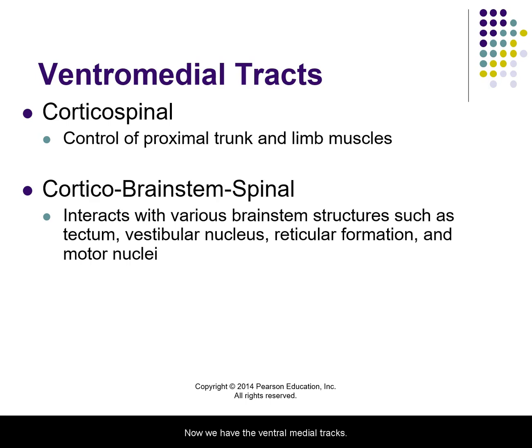Now we have the ventromedial tracts. Okay. You also have a corticospinal here, control of proximal trunk and limb muscles. And then you have a cortico-brainstem spinal. And this interacts with various brainstem structures such as the tectum, the vestibular nucleus, reticular formation, and motor nuclei.